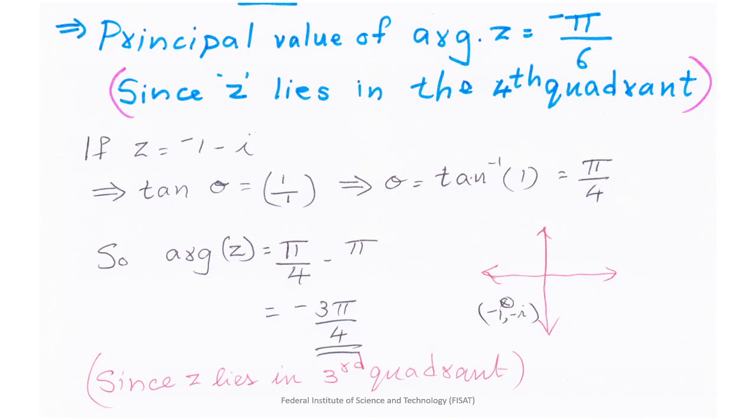Now consider another case where z equals minus 1 minus i. Here tan theta equals y by x, so theta will be pi by 4. So what will be the argument of z? Here it is alpha minus pi, so pi by 4 minus pi, which is minus 3 pi by 4.